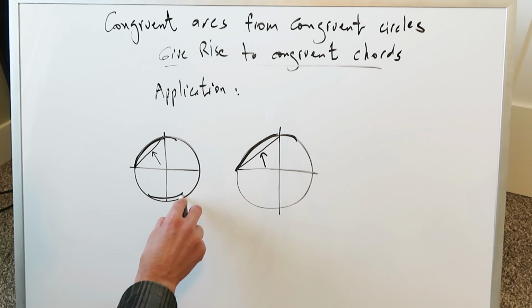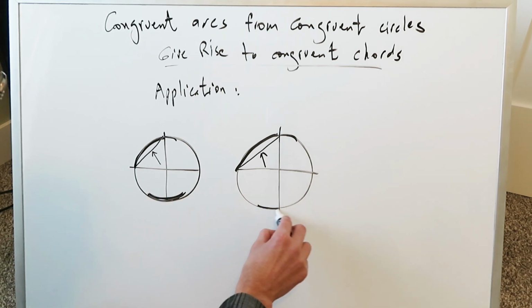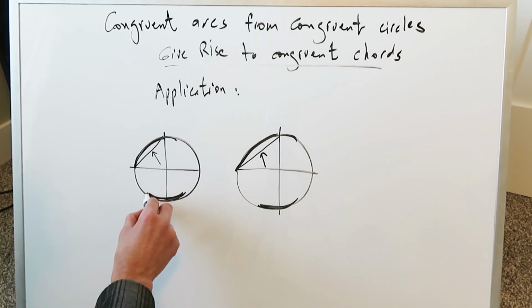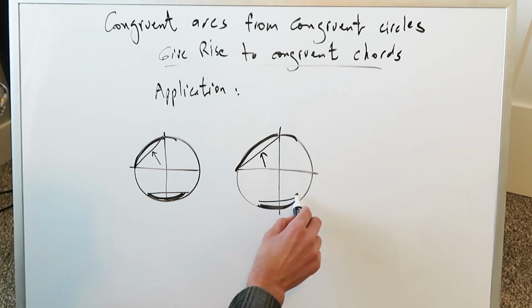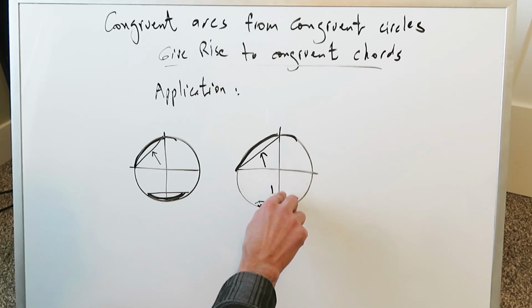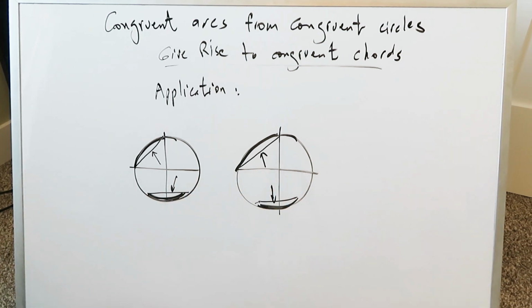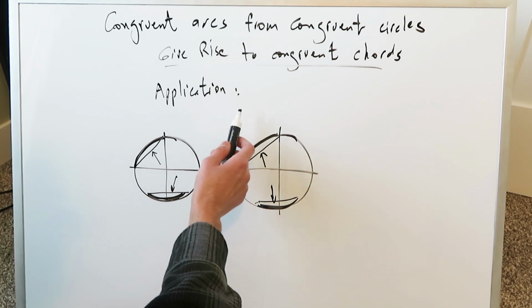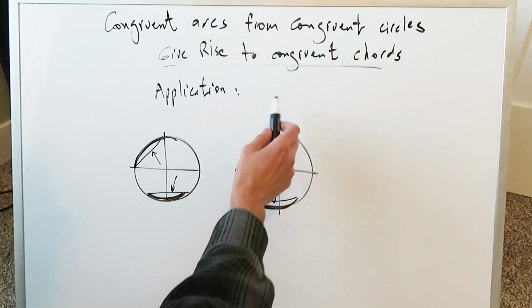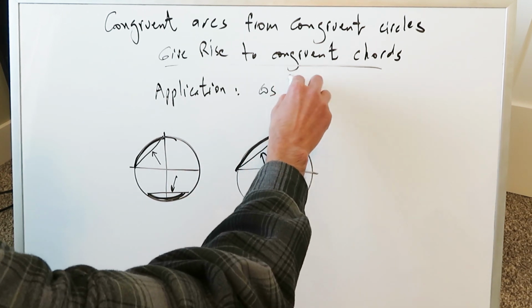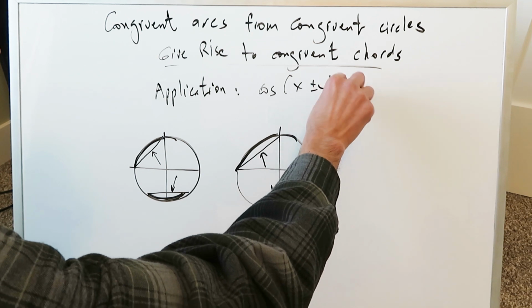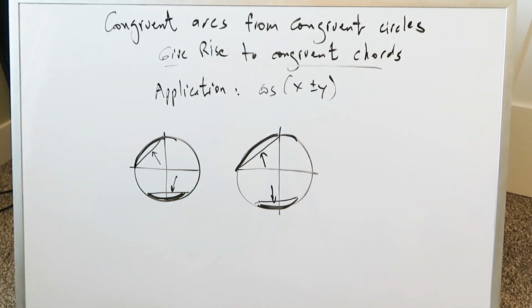Likewise, if you were to pick an arc right over here and it's similar to this one over here, the chord generated from there to there, in both instances, this chord right over here and this chord should be equal. Congruent arcs from congruent circles give rise to congruent chords. And a very important application or outcome of this property is the cosine sum and difference formula.